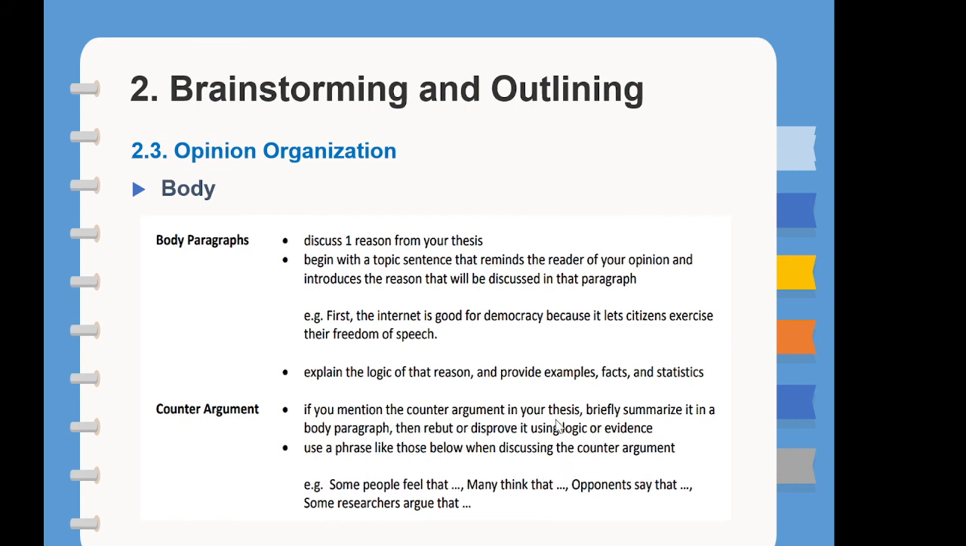If you mention the counter argument in your thesis, briefly summarize it in a body paragraph, then rebut or disprove it using logic or evidence. Use expressions like those below when discussing the counter argument. Some people feel that is a phrase used to introduce the counter argument. Some people feel that, many think that, opponents say that, or some researchers argue that. You can use these to start your counter argument.